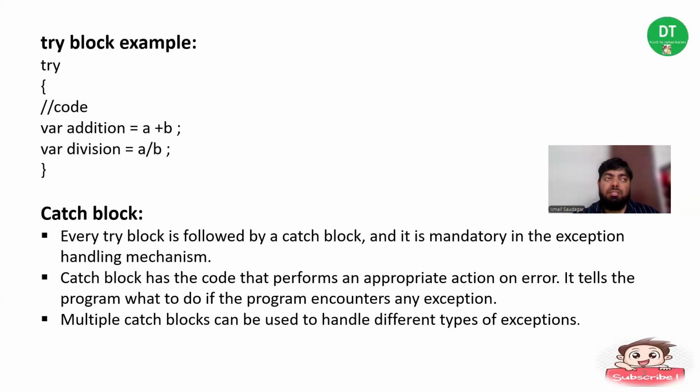Suppose I am getting an arithmetic exception, meaning a mathematical exception, like I am trying to divide a value by zero. In that case, a divide by zero exception comes. For that particular exception, I can write a separate catch block, and it will take that arithmetic exception or divide by zero exception in the variable of the catch block. Similarly, for a database exception or an IO exception, I can write another catch block as well. So we can have multiple catch blocks in the try-catch mechanism.